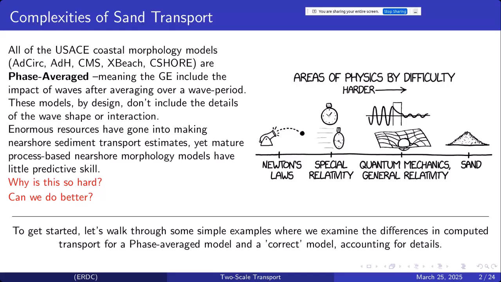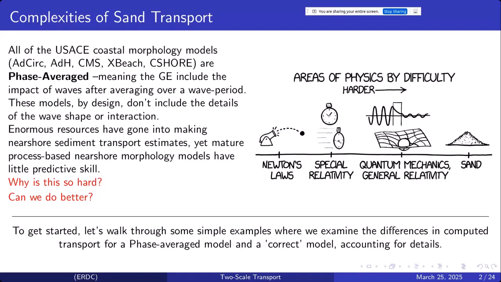And I put my own models in that category. There were some studies done a couple of years ago that showed that the leading process-based models, even when they're calibrated, don't seem to work very well for all time. So the question is, why is this so hard? What are we missing here in these phase averaged models that we can improve and do better with?